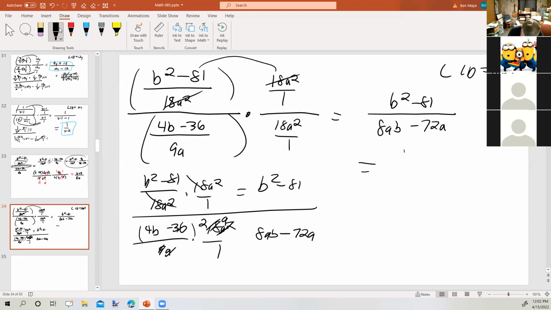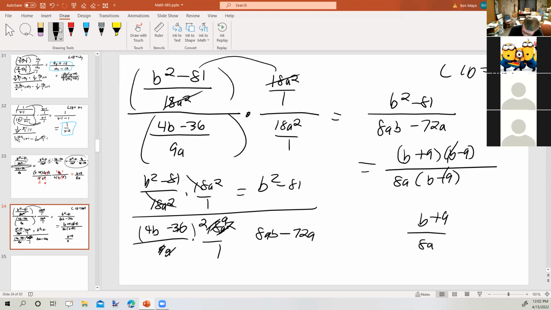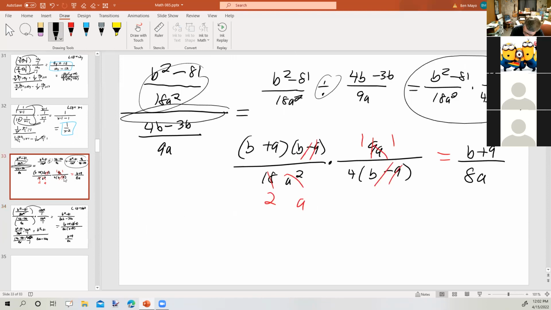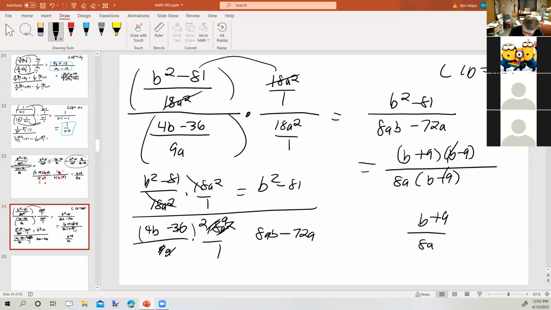The numerator factors into b plus 9, b minus 9. In the denominator, I'm going to take out an 8a and have a b minus 9. And those cross out, and we have that, which is the same thing we had there. All right with that?